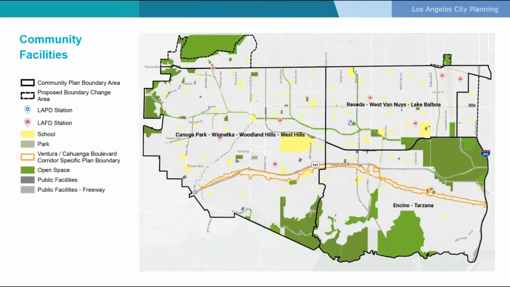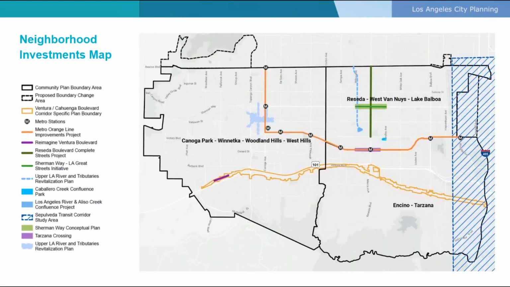Residents and visitors of the Southwest Valley have access to many community facilities and resources. The map shows the various community facilities throughout the 3 plan areas, including schools, civic centers, parks, fire and police stations, and other public facilities like libraries. In addition to the community plans update, the Southwest Valley is experiencing investments in transit, streetscapes, and public open space access from different regional and local agencies, as well as community and neighborhood organizations.